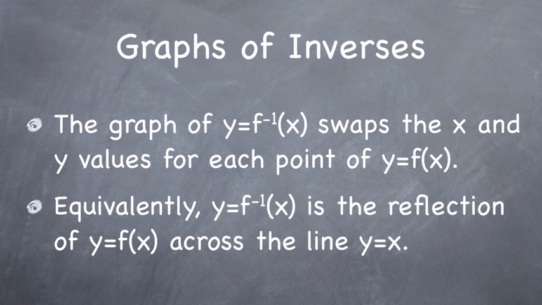So for each point on the graph of the original function, the inverse function is going to have the exact opposite point in some sense. So for example, if (3, 4) were a point on the original graph, then (4, 3) would be a point on the inverse. So the x's and the y's trade places. Another way that we can think about this is a reflection about the line y equals x. So when we reflect something about the line y equals x, we're doing exactly that. We're making every point switch their x and their y values.